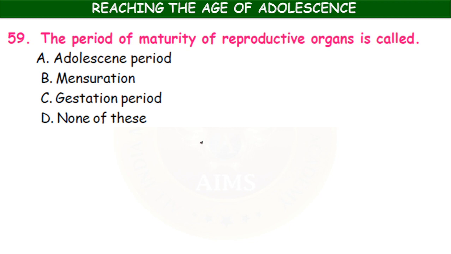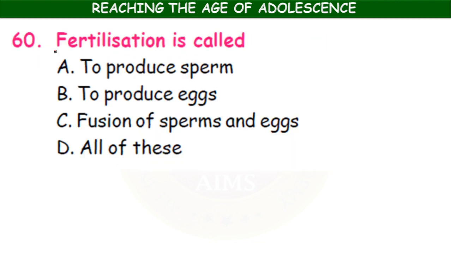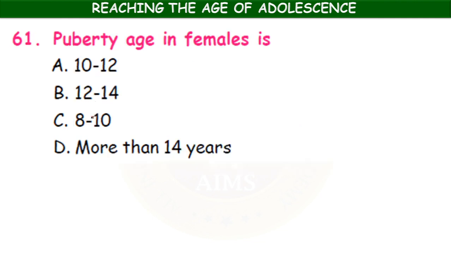The period of maturity of reproductive organs is called adolescence period, menstruation, gestation period. So adolescence period. Fertilization is called to produce sperm, to produce eggs, the fusion of sperms and eggs, all of these. Fertilization means fusion of sperms and eggs, male and female gametes. Puberty age in the females.